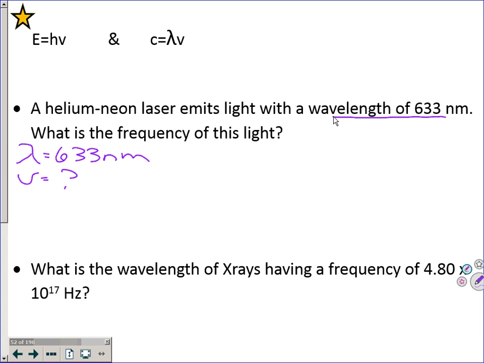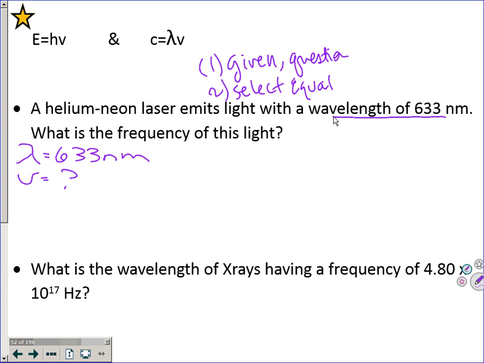So now that we've selected, step one is to write down your givens in your question. Step two is to select the equation and then move on from there. Okay, so the equation is c is equal to lambda times frequency, or wavelength times frequency. Again, what is c before I move on? What is c? Give me that number. 3.00 times 10 to the 8 meters per second.